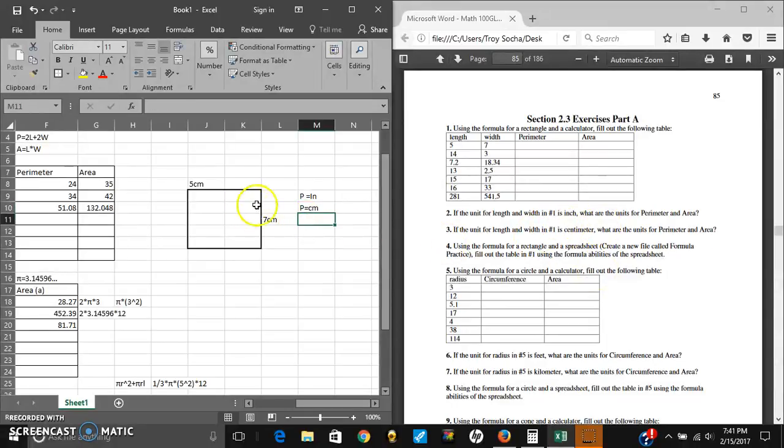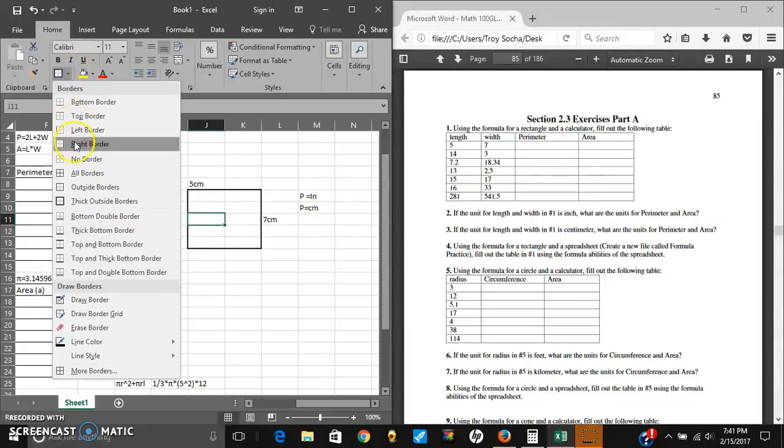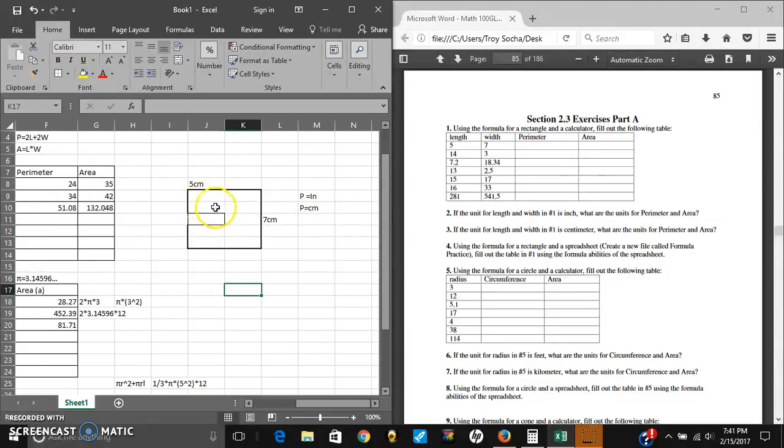But area is different. We're looking for all these little squares on the inside. If you notice, each one is a square. So we're counting how many squares are in there, but they're square inches. So we say it like this: area is inches squared, or whatever we have, centimeters squared. This is true for everything.